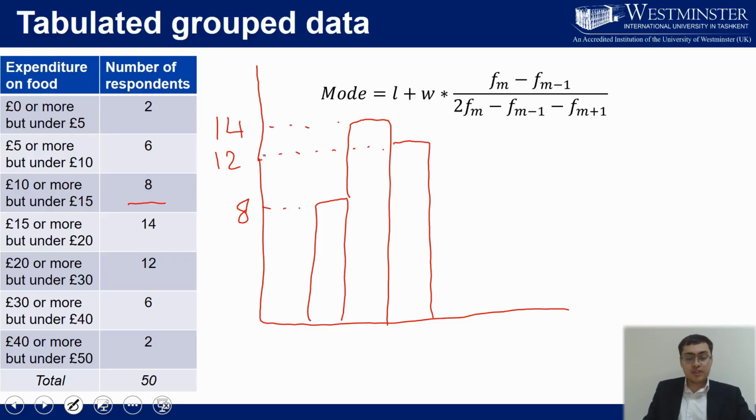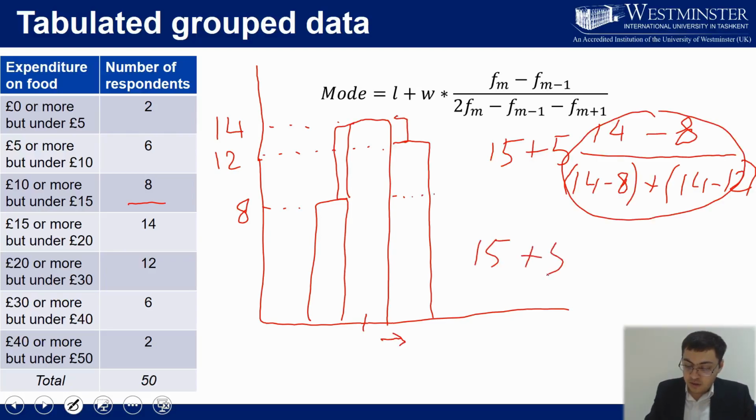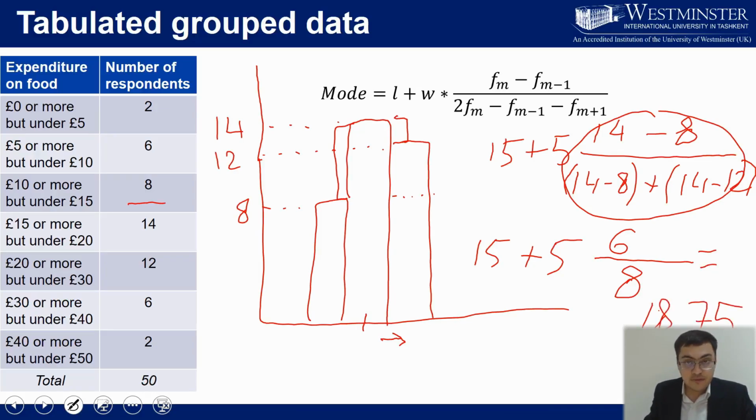From this visual perspective, you can see that what I'm trying to figure out is which number has the higher frequency. It's going to be 15 plus 5 times 6 over 6 plus 2, that's 8. As a result, this equals 18.75. You can see that it's not actually the center of the modal group.